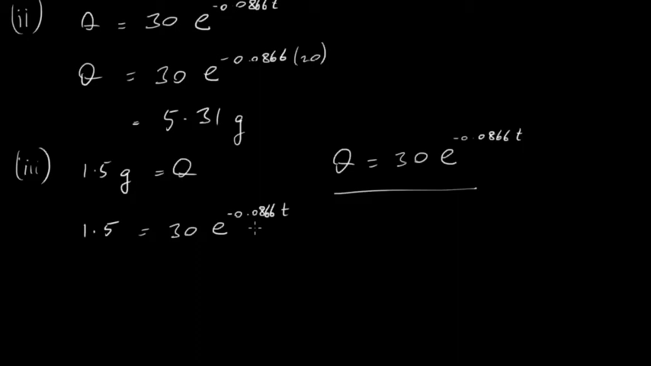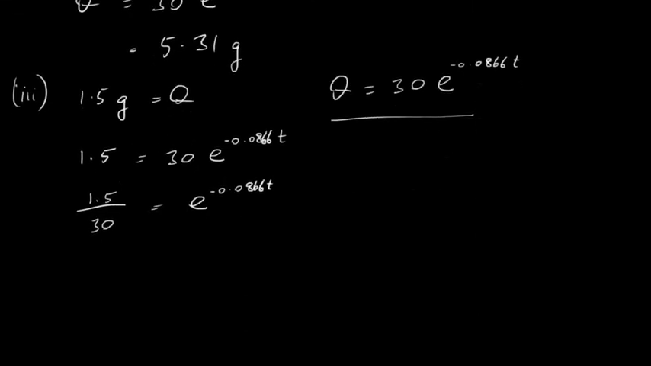So first thing I'm going to do is, again, let's get rid of this 30 from the right hand side, so I'm going to divide by 30. So we have 1.5 divided by 30, and that gives me e to the power minus 0.0866 t. Okay, so let's just continue on with that. Actually, I might just do it over here. Now we have our variable here as part of the power here. So what I'm going to do is get the log of both sides.